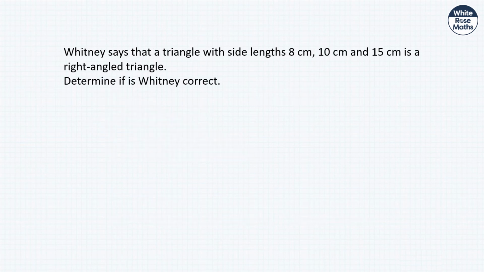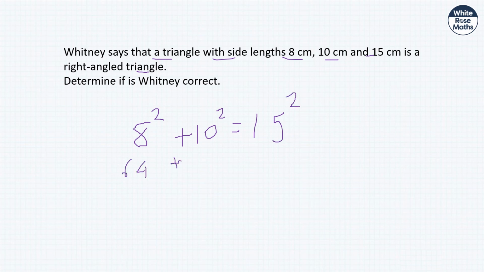Okay, Whitney says that a triangle with side lengths 8 centimeters, 10 centimeters, and 15 centimeters is a right angled triangle. Determine if Whitney is correct. Well, does 8 squared plus 10 squared equal 15 squared? Thinking about it, I don't think it does, because we'll work it out. So that'll be 64 plus 100, which is 164, and 15 squared equals 225.